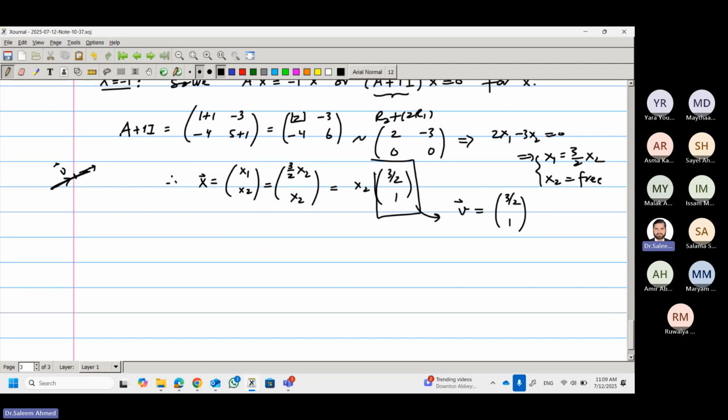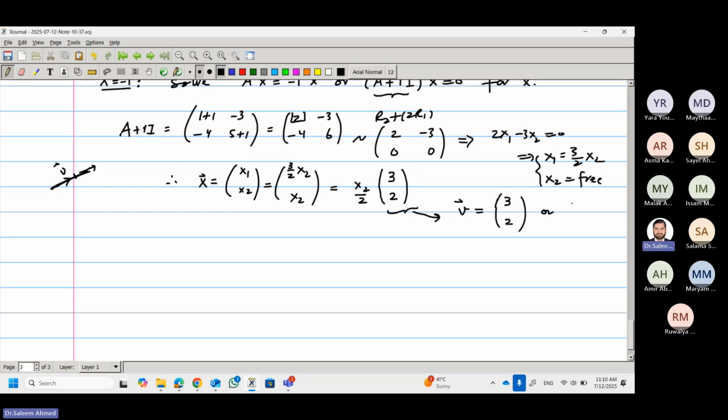So we prefer to get rid of this fraction. It's better not to write this fraction here. 3 by 2 does not look good. So what we do, we take 2 as common, right? So then it becomes 3 and here it becomes 2. So it's better that you take 3 and 2 instead of 3 by 2 and 1. This looks better.